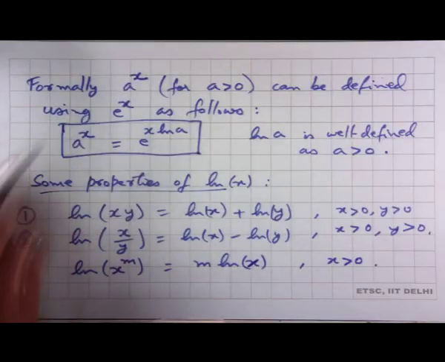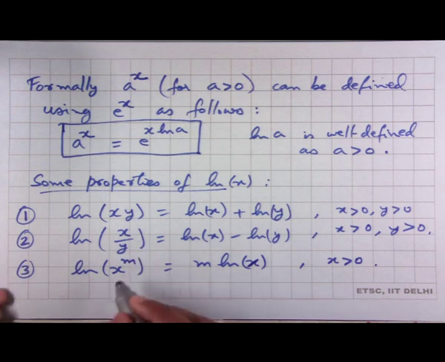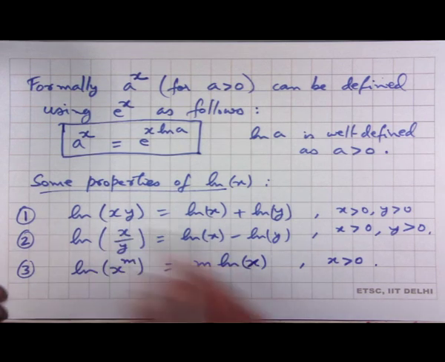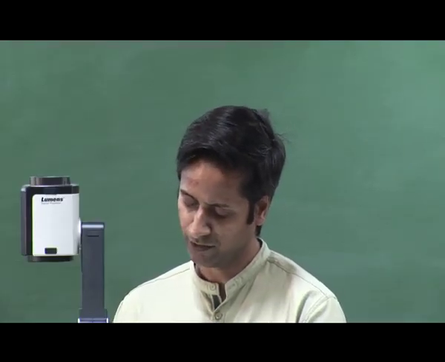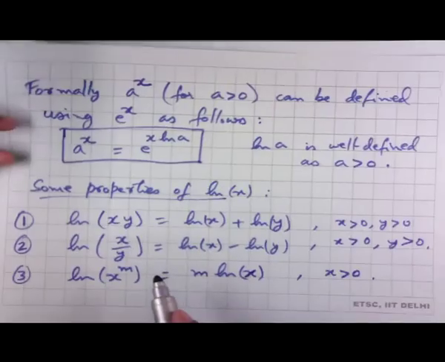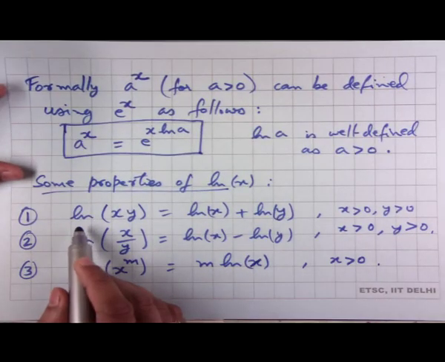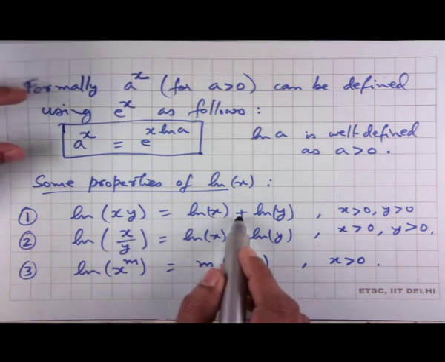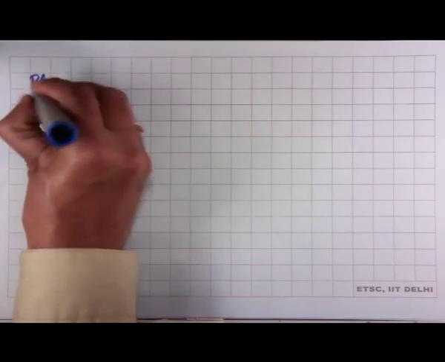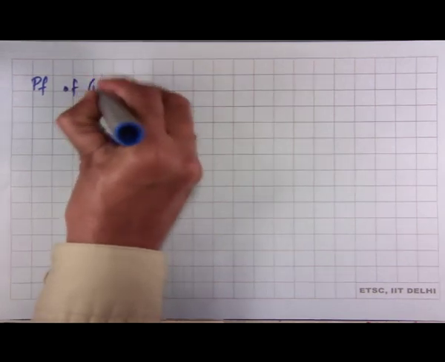These properties you must have seen for the common logarithm to the base 10, and these are true for the natural logarithm also. This can be proved because to show this you have to show that the exponential of the left hand side is equal to the exponential of the right hand side. So, proof of the first one, say.